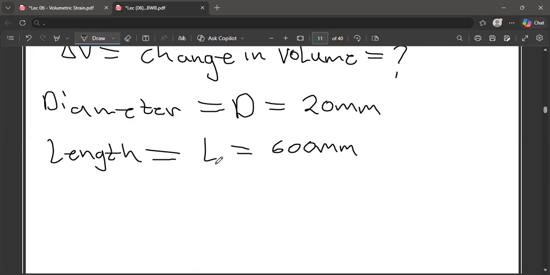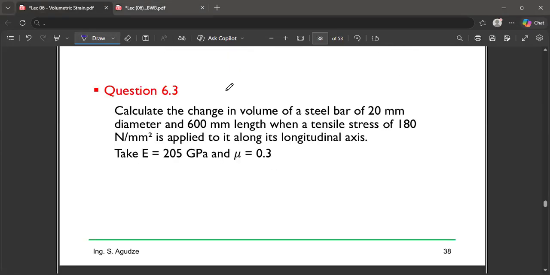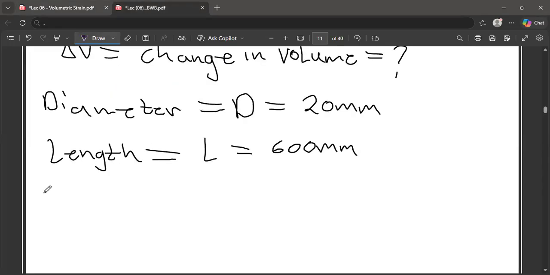Good. So let's proceed. A tensile stress of 180 Newton is applied to it along its longitudinal axis. So let's put down the tensile stress. This is the tensile stress.